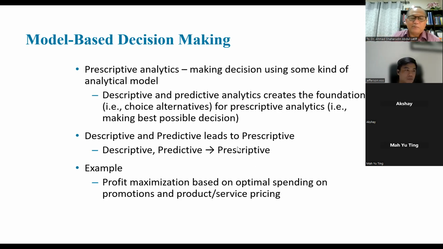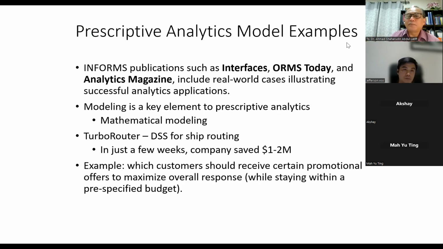One example of prescriptive analytics is profit maximization. You look into optimal spending on promotions, how you price your products, and so on. So we need to develop some models for that. Prescriptive analytics models, examples. INFORMS is the Institute for Operations Research and the Management Sciences. The publications have included some real world cases. You can refer to the book. Modeling is a key element for prescriptive analytics. One of them is the mathematical model. For example, Turbo Router, they give an example in the book on a decision support system for ship routing.